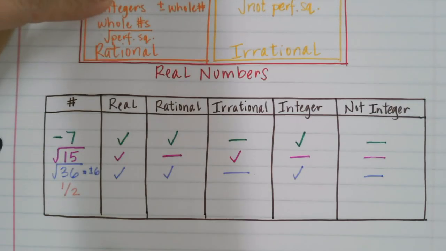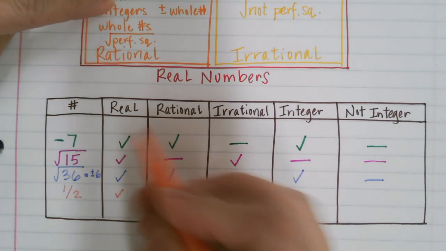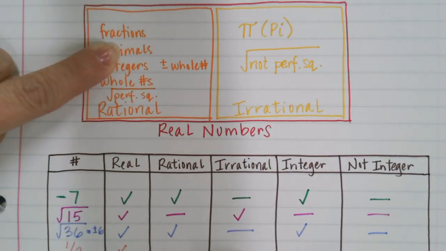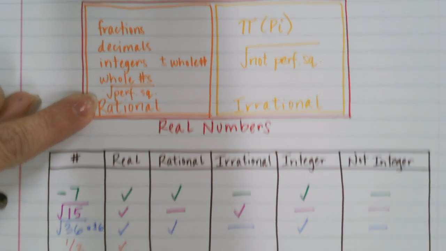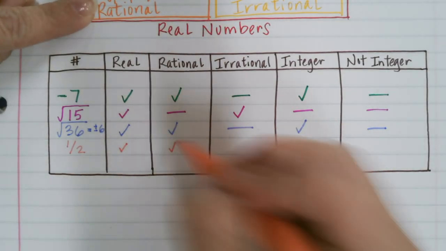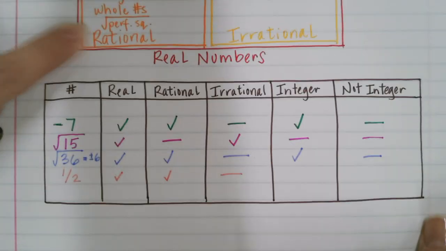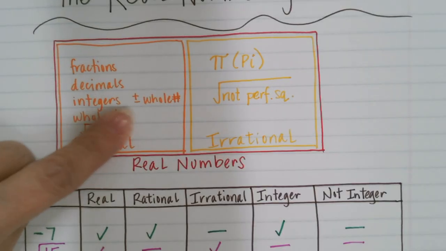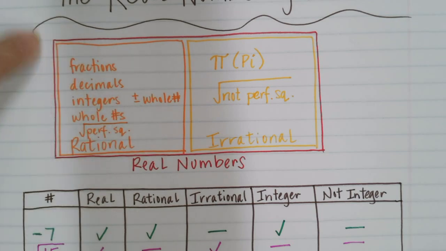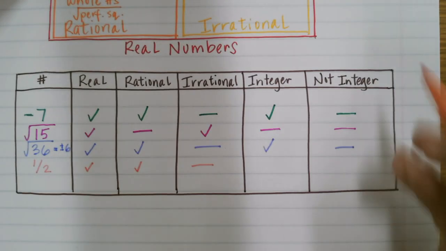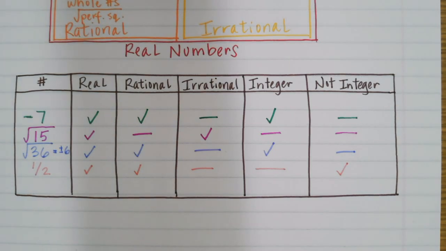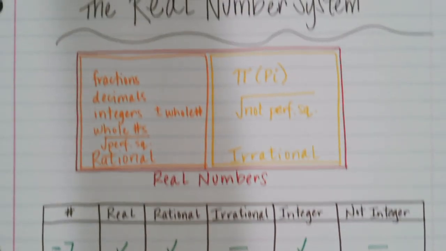All right. Is it real? Yes, because they're all real. Is it rational or irrational? It's rational. All right. Is 1/2 an integer? No, it's not. It's a fraction. So it is not an integer. All right, that's what we're going to be doing.